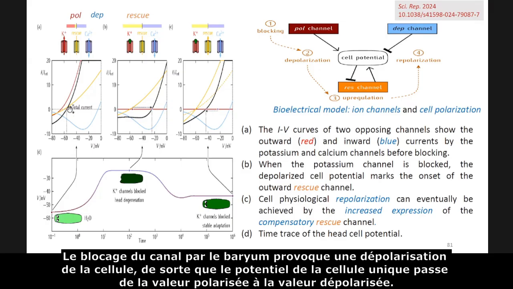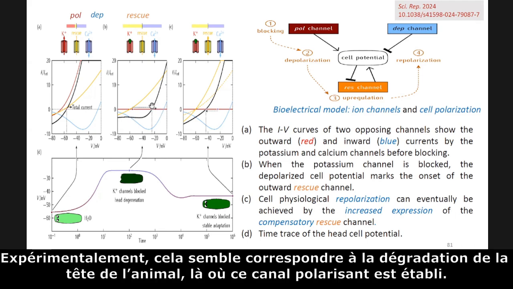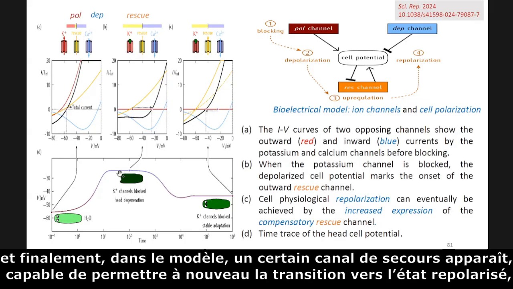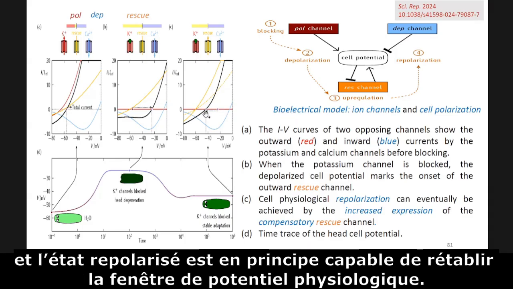The blocking of the channel by barium causes a depolarization of the cell, so that the single cell potential moves from the polarized value to the depolarized value. Experimentally, this seems to cause the degradation of the head of the animal where this polarizing channel is established, and eventually in the model some rescue channel appears that is able to recover, to make the transition again to the repolarized state, and the repolarized state is in principle able to reestablish the physiological potential window.